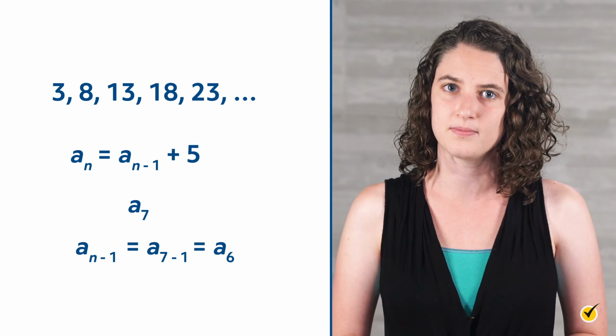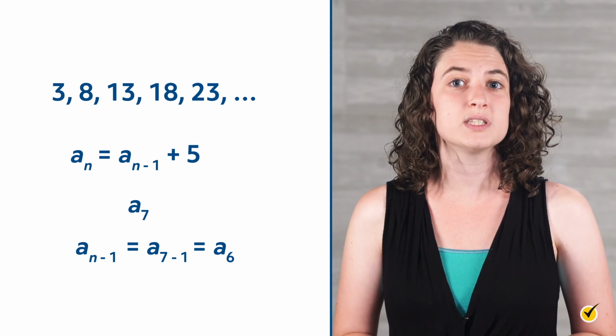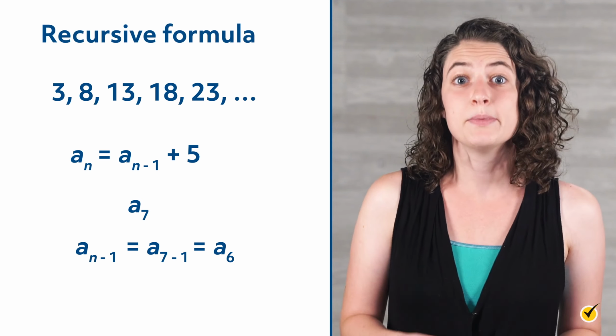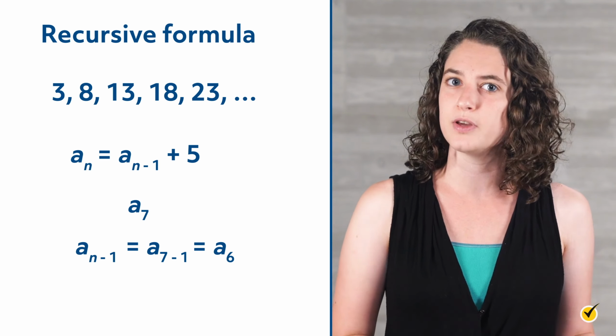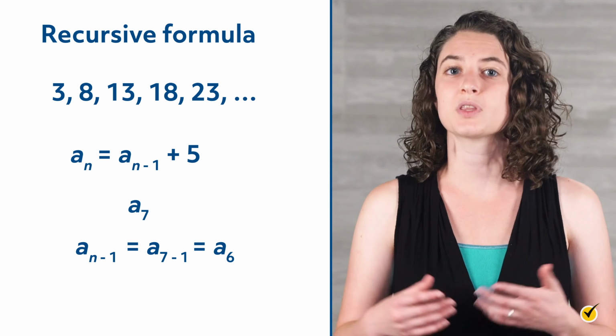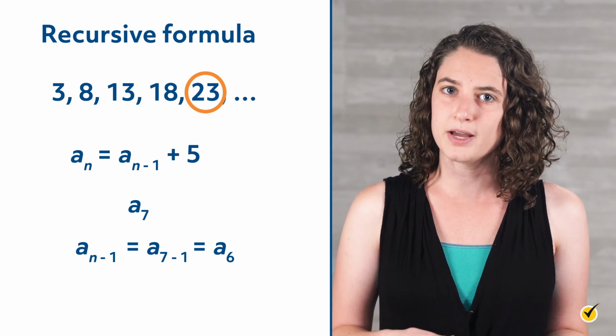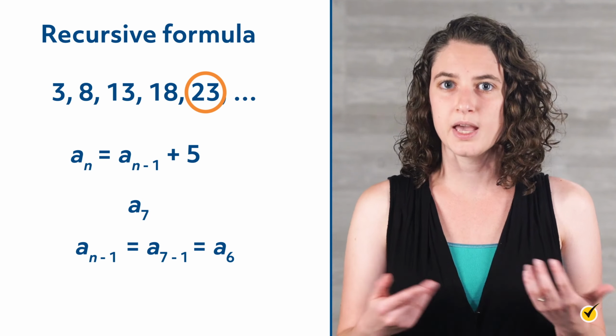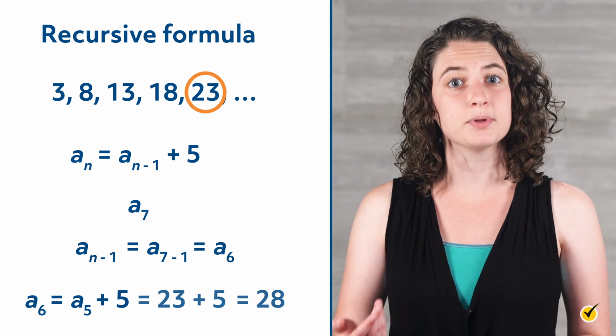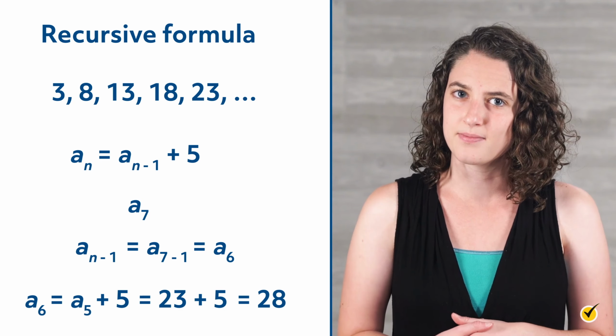is a sub 6. This formula for the sequence is called a recursive formula because it is written in terms of the previous term of the sequence. If we know that the 5th term of the sequence is 23, we can find the 6th term by using the recursive formula. a sub 6 is equal to a sub 5 plus 5, which is equal to 28.